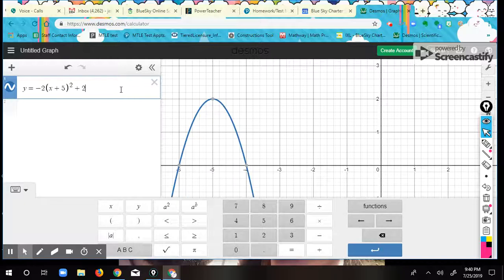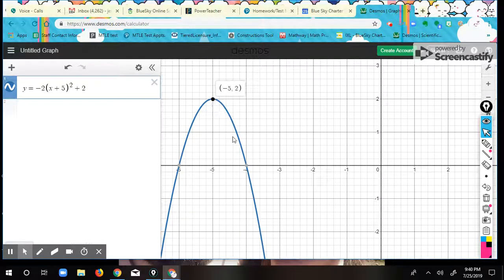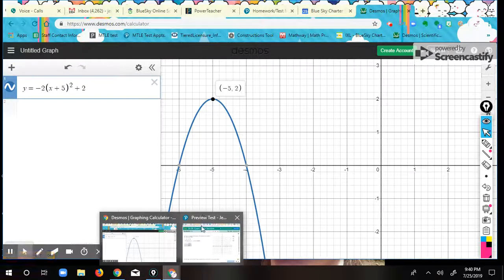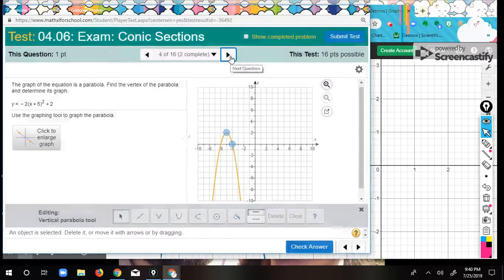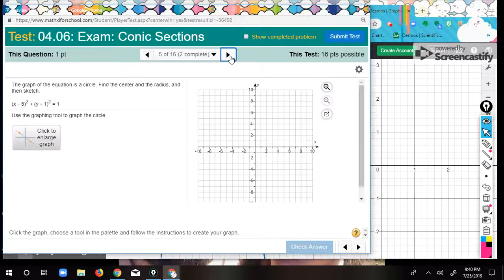Plus 2. Cool. So it looks like we have a vertex right at negative 5, 2, and then a root or a solution to the parabola at negative 4, 0. So I think this test is going to be a lot of graphing stuff in Desmos. Negative 5. Oh, this one. Nope, this one. Negative 5, 2. Bam. Lots of graphing it in Desmos. And it's a very short test.